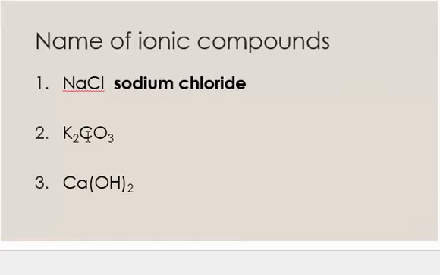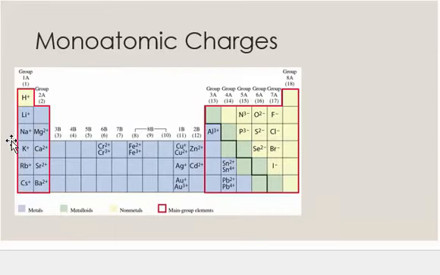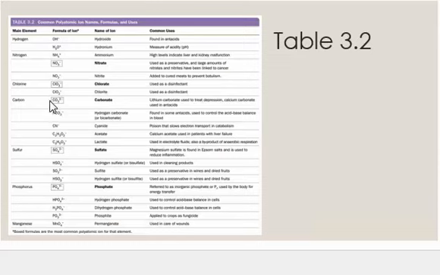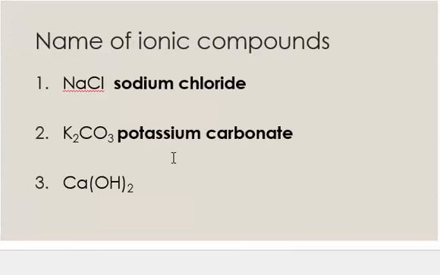Number 2 has more than 1 capital letter in the formula, so we know that there is a polyatomic ion. K, or potassium, is a metal, so that is a cation. Potassium has a constant charge of +1, so its name is potassium. Since we know the anion must be a polyatomic ion, let's look at table 3.2. CO3 is the carbonate anion. Thus, the name of this compound is potassium carbonate.